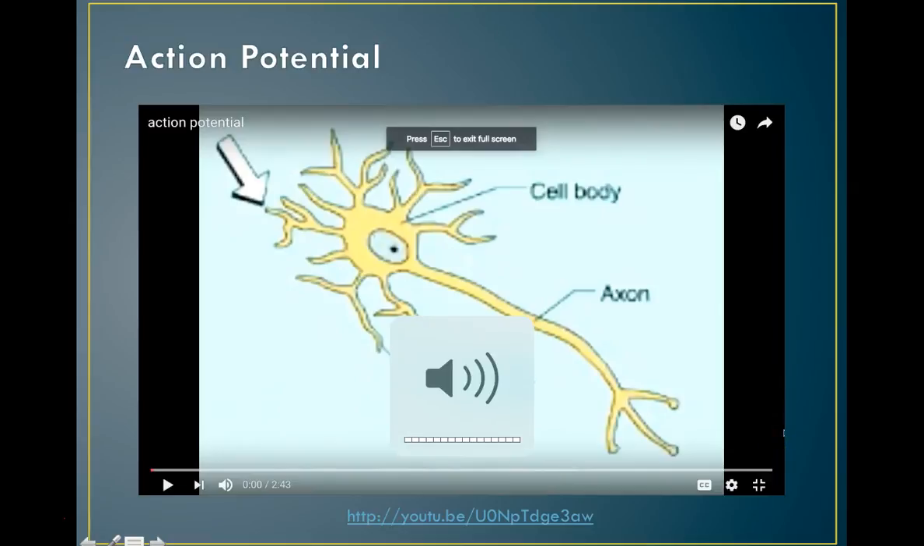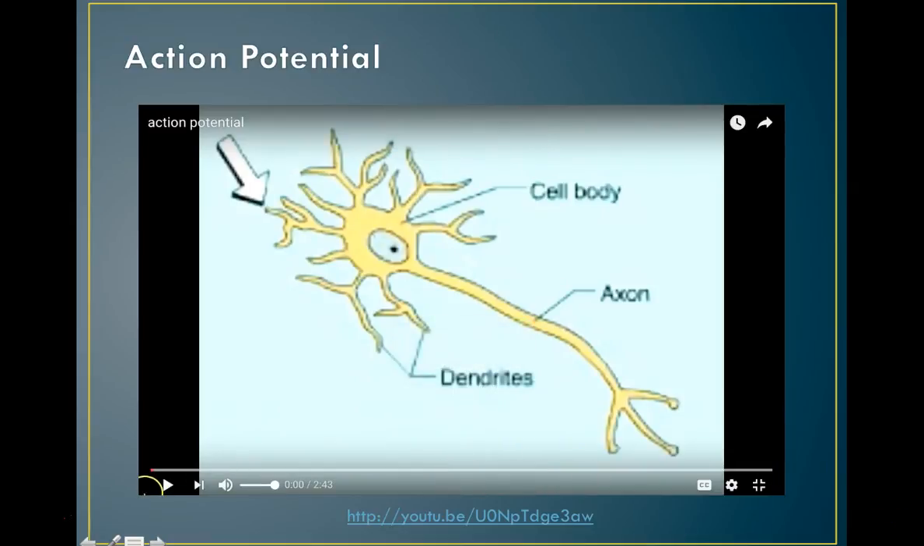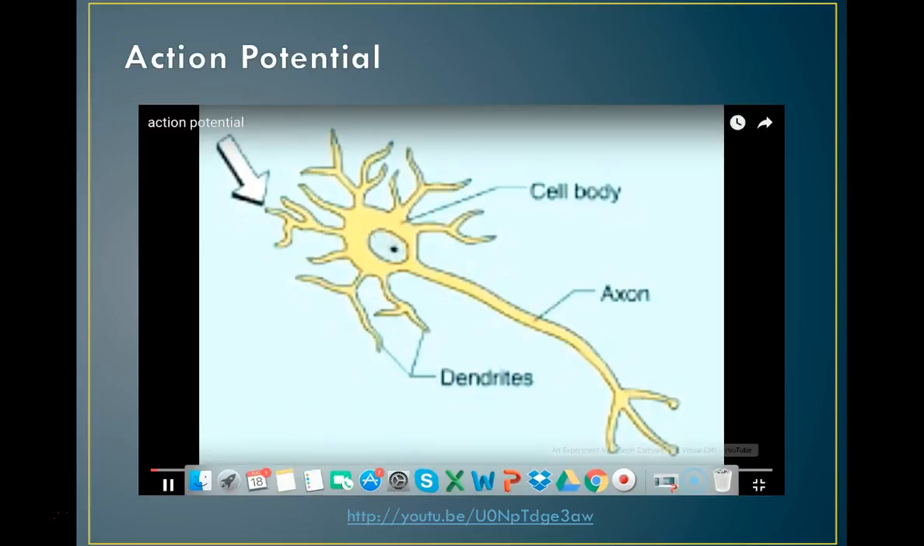Action potential. What's really important for you to understand is not so much the chemicals or anything like that involved in this, but I just want you to see the process by which the initial communication happens between neurons.